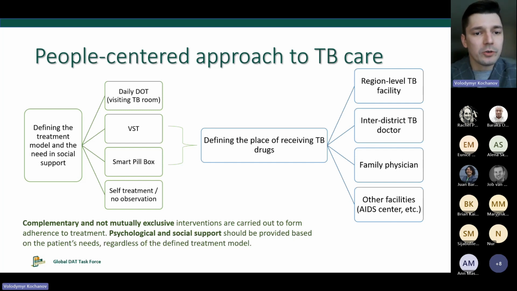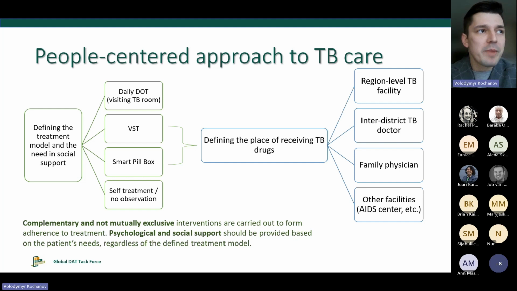And if we use the technology, the next step is defining the place of receiving TB drugs. In Ukraine, it could be done in a region level TB facility or TB dispensary, or in an inter-district TB facility. And now Ukraine is also switching to family physicians who are responsible for the management of the TB disease and for the monitoring of treatment adherence. And sometimes it can be organized in other facilities like AIDS centers or other types of facilities.